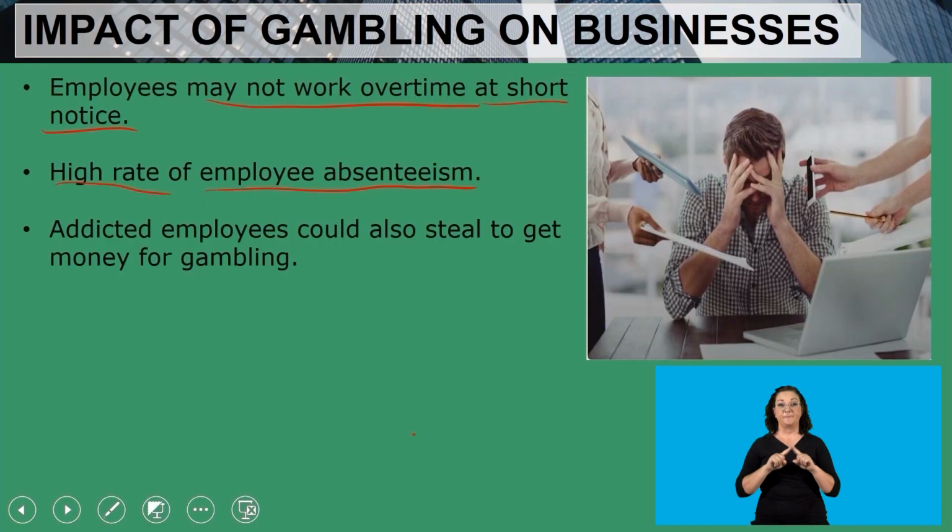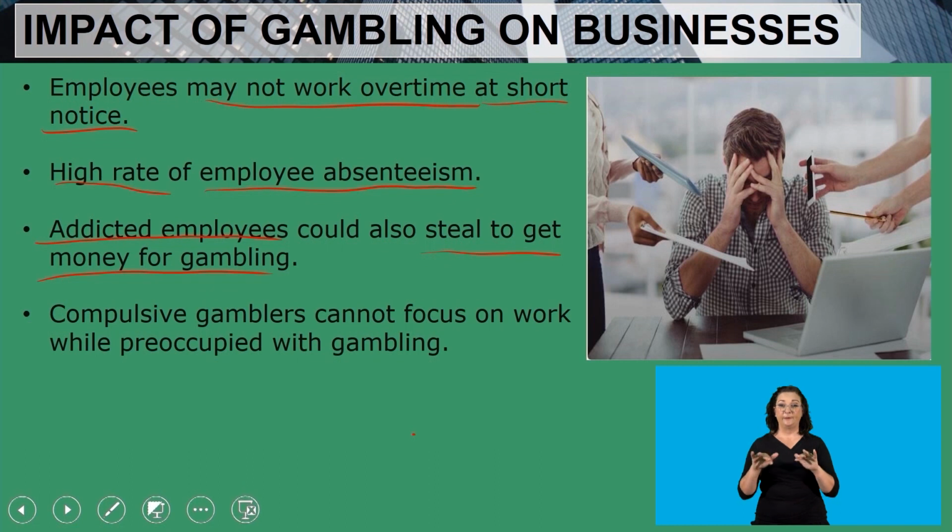Addicted employees could steal to get money for gambling. Those who are addicted to gambling could even steal in the workplace so that they can get money to go and bet, to go and gamble. So that's the impact of gambling.